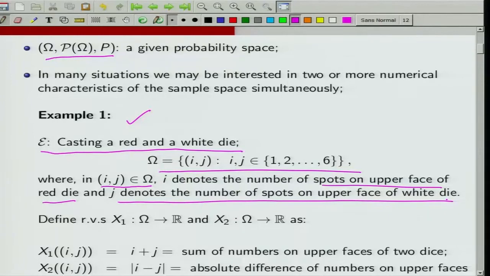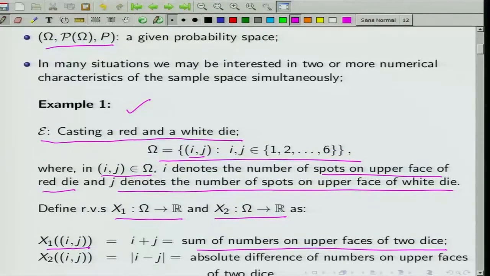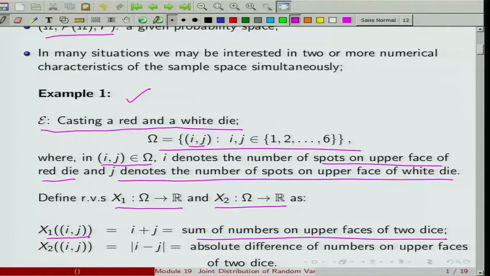What I do is I define two random variables over here, X1 from omega to R and X2 from omega to R. They are defined as follows. X1(i, j) is defined as i plus j. So, X1 maps the outcome (i, j) to i plus j, which is nothing but the sum of numbers on the upper faces of the two dice. What X2(i, j) does is it maps the outcome (i, j) to mod of i minus j. So, that means X2 for an outcome (i, j) gives me the absolute difference of the numbers on the upper faces of the two dice. Now, it may happen that I may be interested in these two quantities simultaneously.